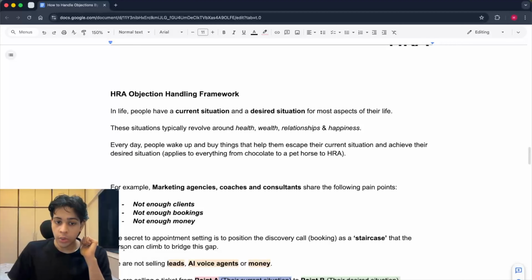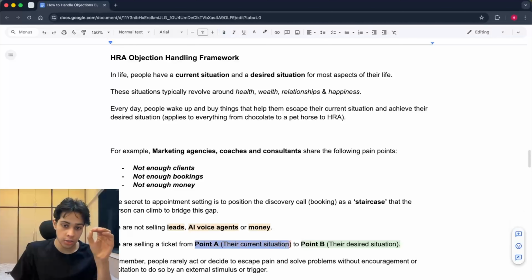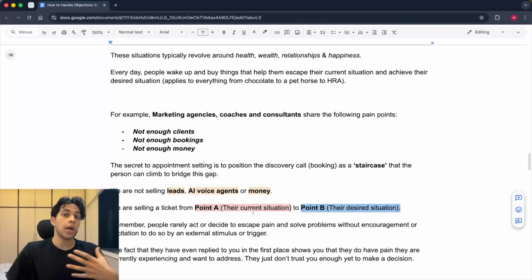Okay? So we are not selling leads, we're not selling AI voice agents or money. We're selling a ticket from point A, their current situation, to point B, their desired situation. I want you to get this in your head. You are not selling leads, you're not selling AI agents, you're not selling money. You are selling a ticket from their current situation to their desired situation. And that's how you want to come across.